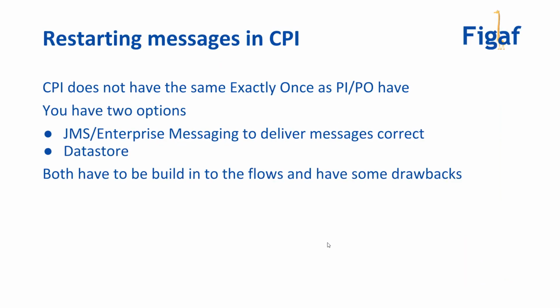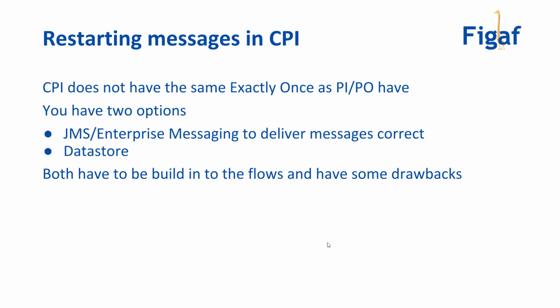So the normal way that you have for CPI, if you wanted to do an exact launch as you had in PO, was to use one of these two options. Either use the JMS, the enterprise messaging, to ensure correct delivery, or you could use the data store, save the message into this payload or into this data store, and then process it from there. Both of these have to be built into the process, and it makes sense in some scenarios to use these.